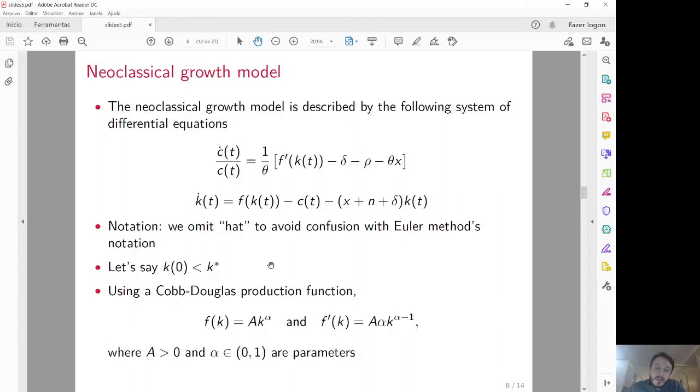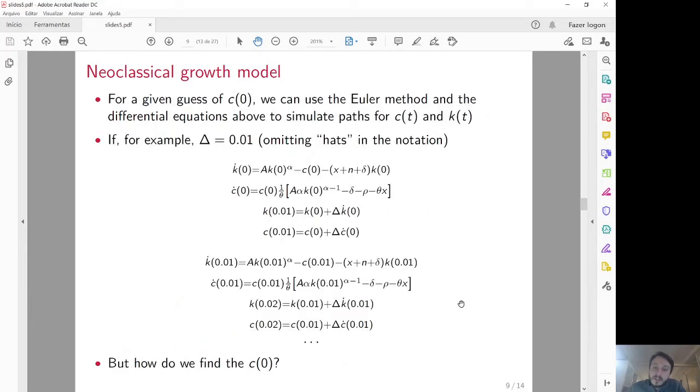Let's also assume that the production function is a Cobb-Douglas production function, which implies that the per capita production depends only on the per capita capital, and we have that per capita production is A times K to the power of alpha, where A is the TFP parameter and alpha is a parameter that determines the capital share. And also f prime of k will have this specification here, because this is the derivative of this function with respect to capital.